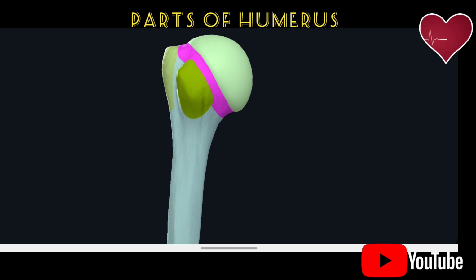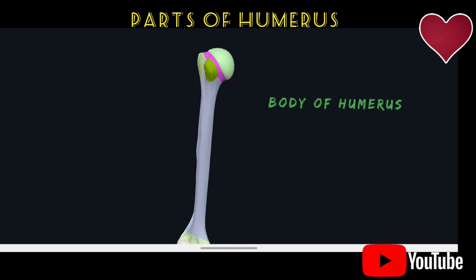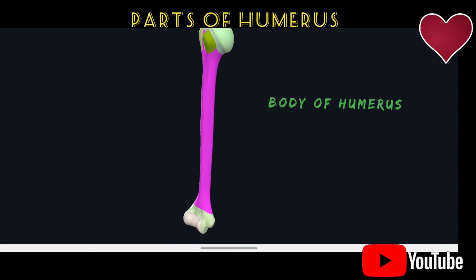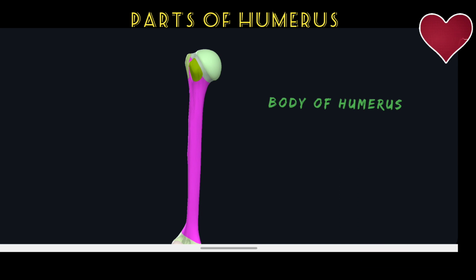And next we are going to see the body of the humerus. The body is also called the shaft. The body of the humerus is the long tubular part of the bone, superior with the anatomical neck and inferior with the condyle of the humerus, and its proximal half is cylindrical.